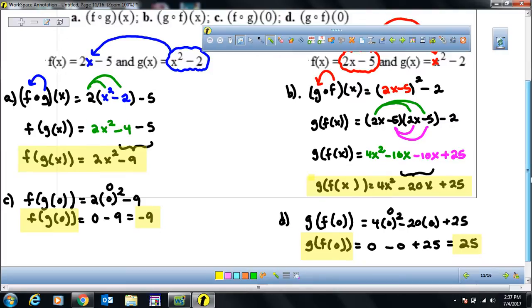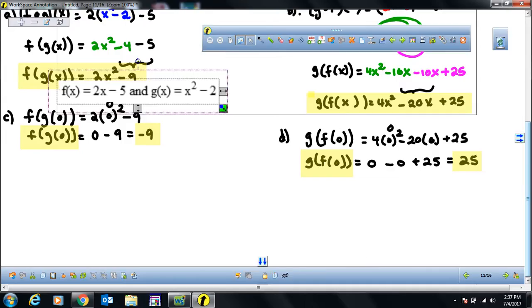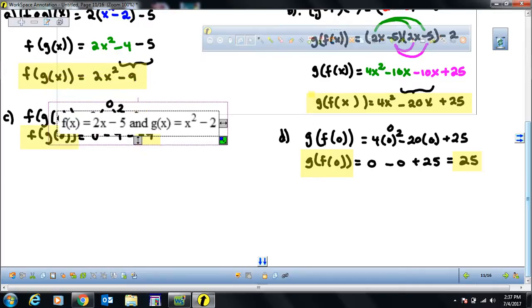So this is one of the ways that we can evaluate a composite function given a number. I'm going to show you now, what if I didn't know what these two functions are, the composite functions? How can I find a function value without having to find those functions? That's what I'm going to show you next.